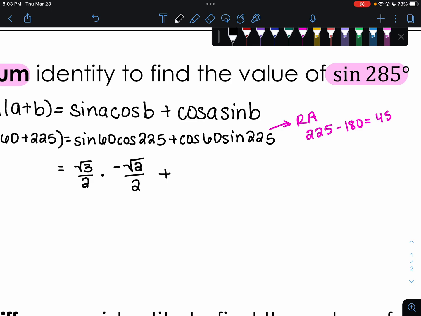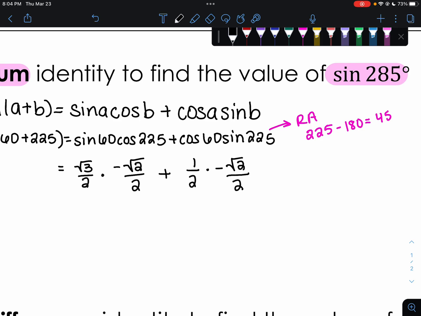Then we are going to add the product of cosine 60 and sine of 225. Cosine of 60 means, again, I put down my index finger. I have 1 finger left on top, so that would be the square root of 1 over 2, which is just 1/2. Sine of 225 goes back to that reference angle of 45 degrees. I put my middle finger down. I have 2 fingers left on bottom. That means it's rad 2 over 2. But since it's in the third quadrant, it is a negative rad 2 over 2.